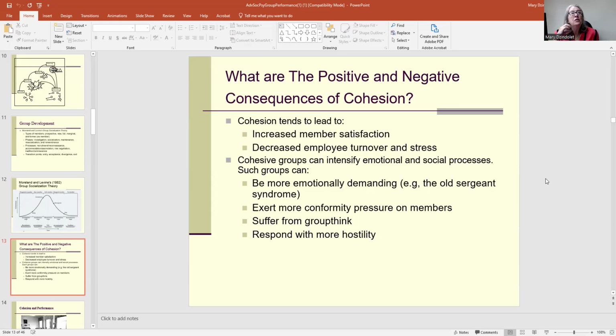But I don't want you to think blindly like cohesion is always great. There are some negative aspects of having a really cohesive team. And one is that when a team is really cohesive, when attraction is really high, when teamwork and commitment is really high, where unity is really high, it intensifies the emotional and social processes that are going on in the group. And so emotionally, it can be much more demanding. Like you really care about these people, and so it takes more out of you as a group member. You're more satisfied, but it takes more out of you also.